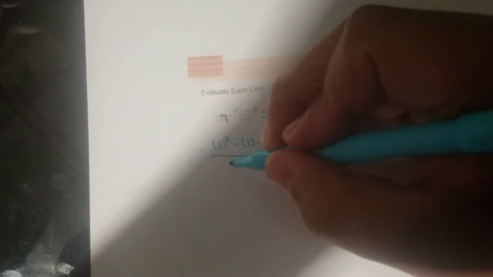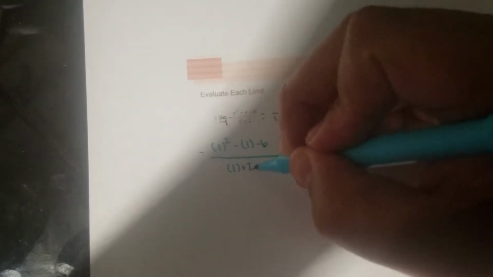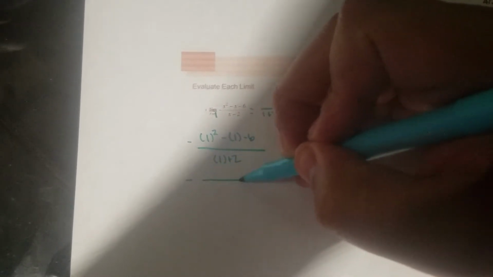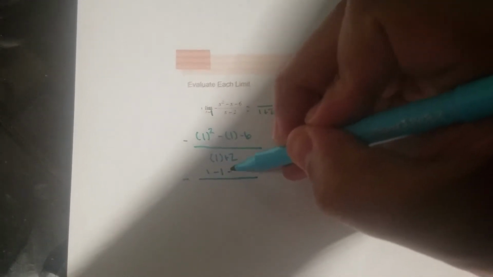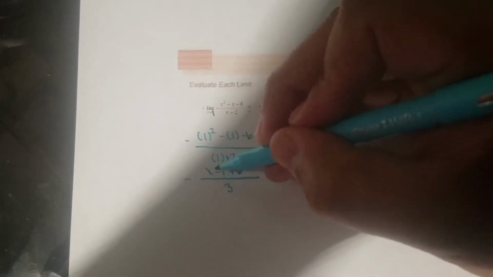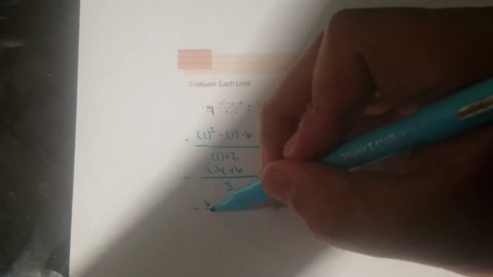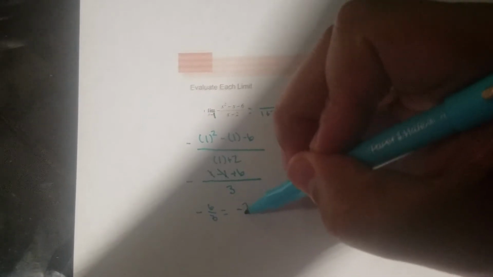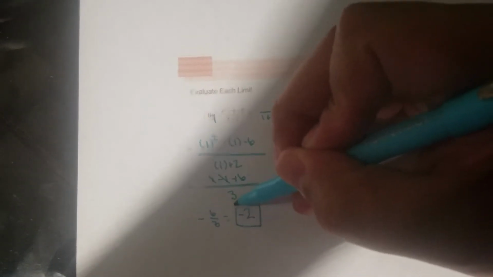There's a negative in the front. So here this becomes negative. 1 squared is just 1, minus 1, plus 6. 1 plus 2 is 3. So here the 1's cancel. It's negative 6 over 3, which equals negative 2.